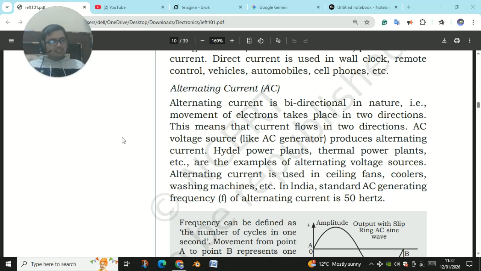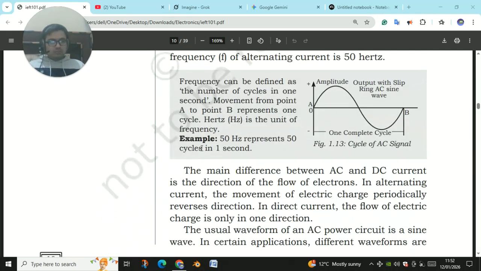In India, the standard AC generating frequency F of alternating current is 50 Hz. Frequency can be defined as the number of cycles in 1 second. Movement from point A to point B represents 1 cycle. Hertz is the unit of frequency. 50 Hz represents 50 cycles in 1 second. This is the amplitude output with slip-ring AC sine wave, 1 complete cycle.